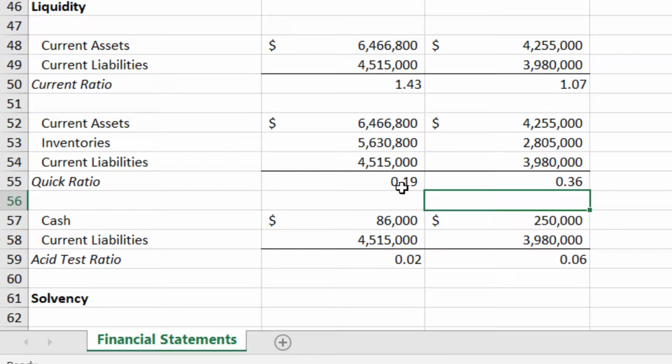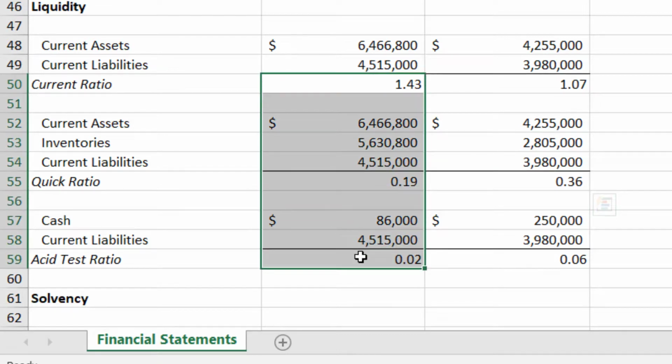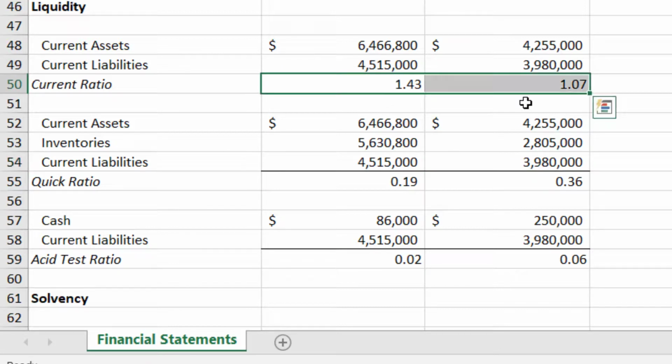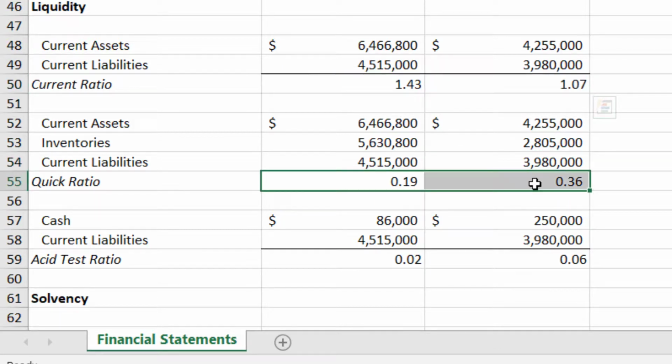And what I want to point out here is we went from 0.19 to 0.36. So on this measure, we improved, right? Over time, this got better. As we move down the spreadsheet, the numbers are going to have to get smaller. These ratios here, and here, are going to have to get smaller, but we see the current ratio didn't improve. The quick ratio improved, right?